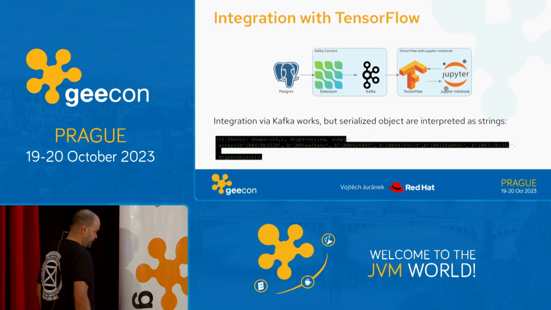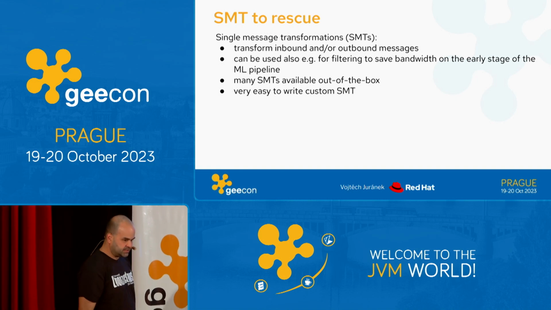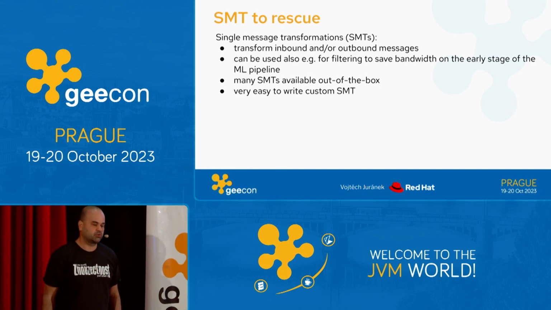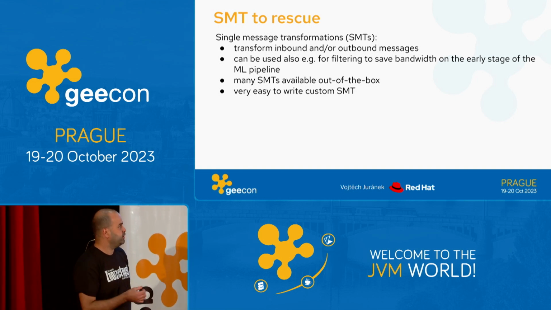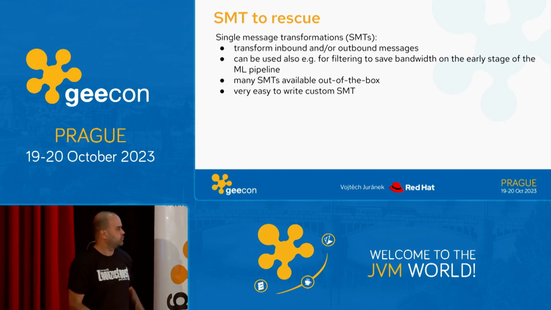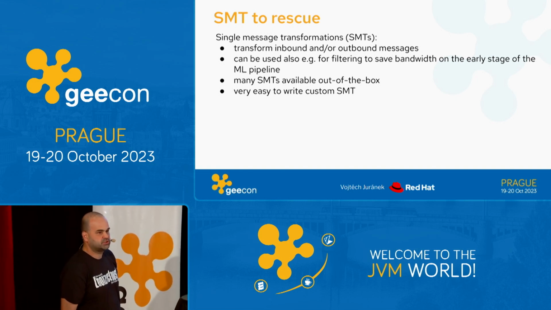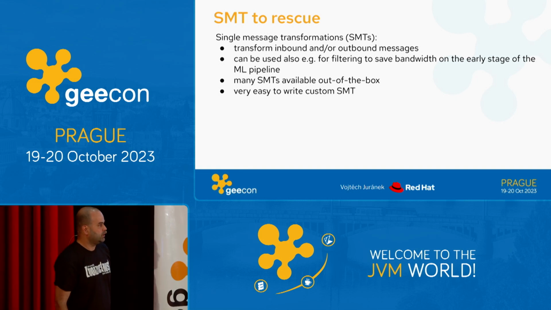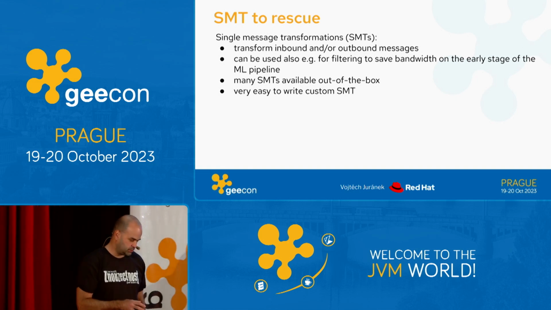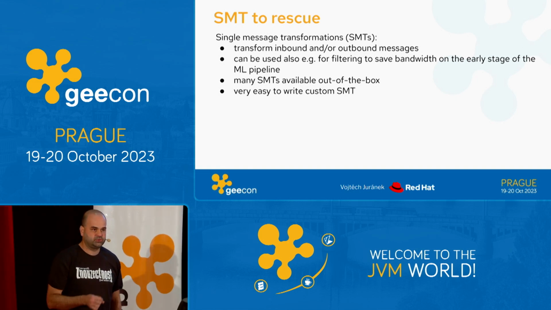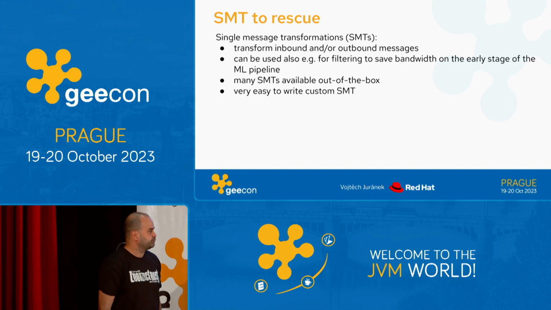So is everything in vain? Fortunately not, because one of the nice features of Debezium is single message transform. It's a Kafka Connect concept which Debezium adapted as well, and it allows you to modify every outgoing message. So it can be used for whatever modification of a message you want, but also for other really useful things, for example, filtering messages. As Debezium would be at the very beginning of your machine learning pipeline, it would be very useful to do the filtering here, because you can save a lot of bandwidth through your whole pipeline.